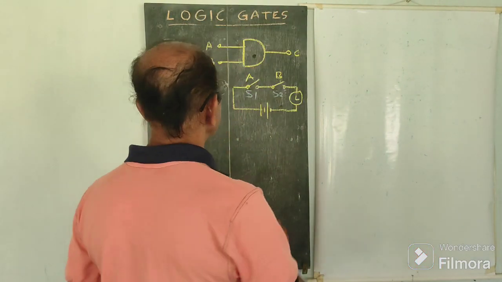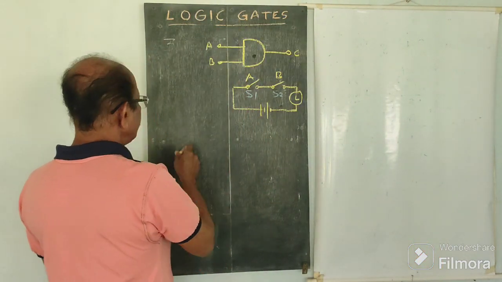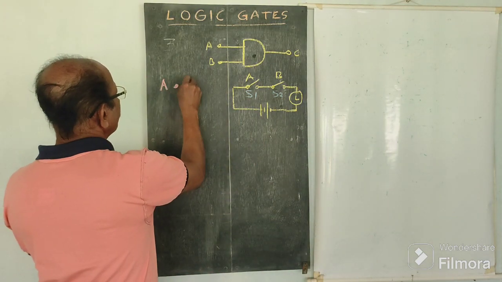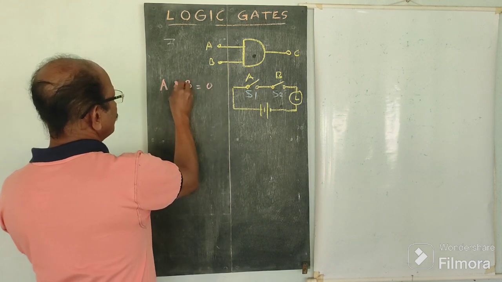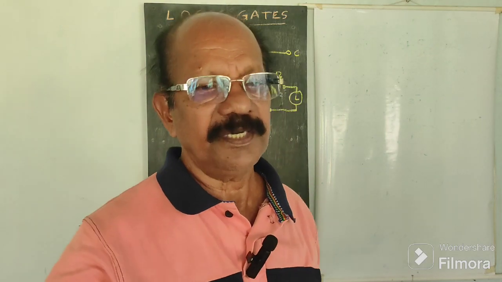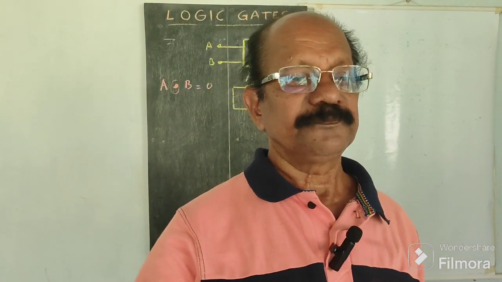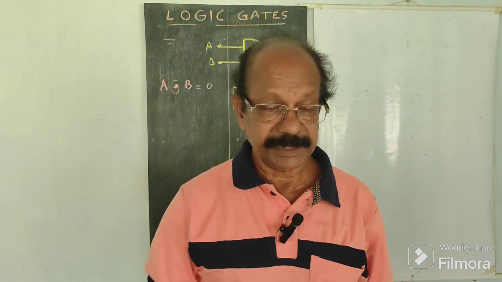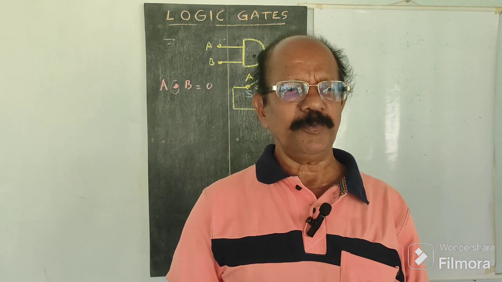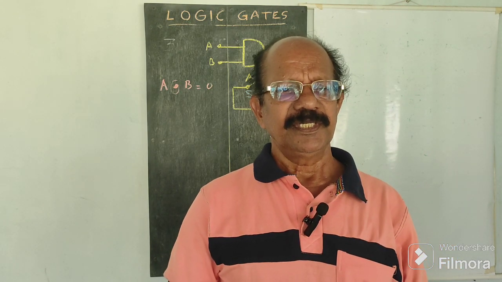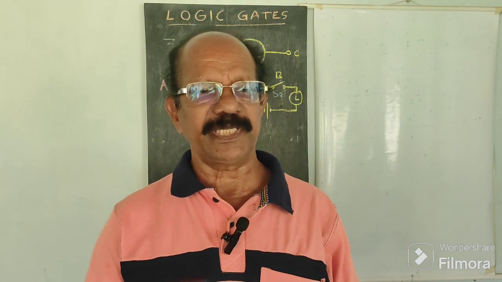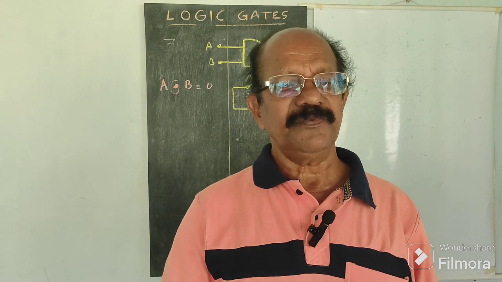Now here the explanation is given like this: A and B is equal to 0. Note the dot sign for AND. A and B is equal to 0. And the third logic is, in true or false terminology, the output of an AND gate will be true only when all the inputs are true. Okay? That is how the AND gate works in Boolean algebra.